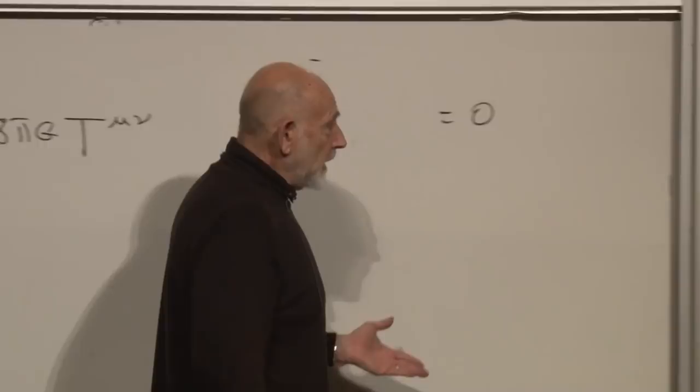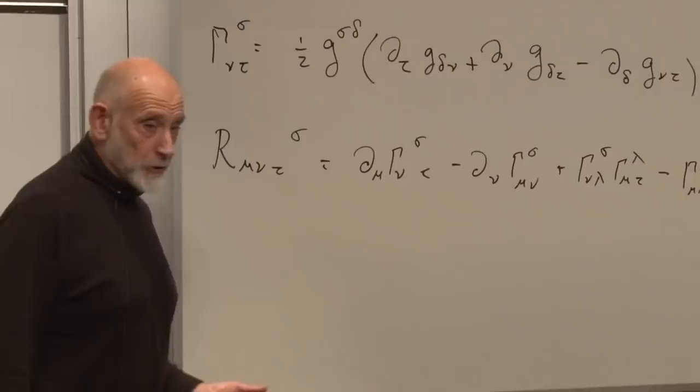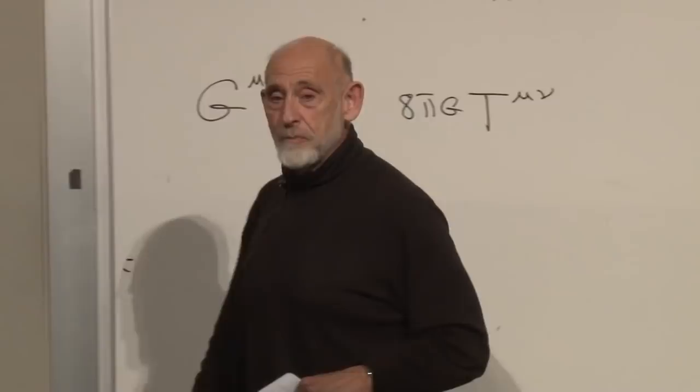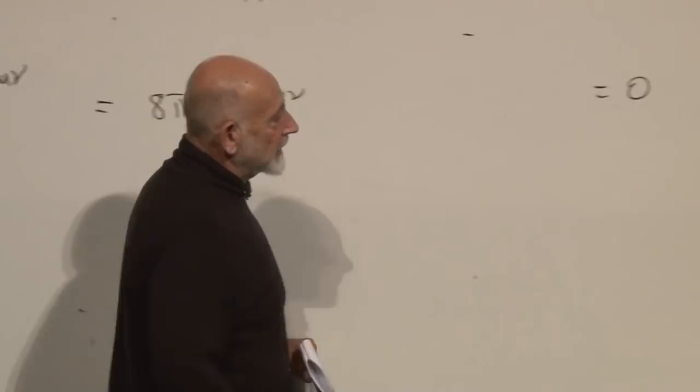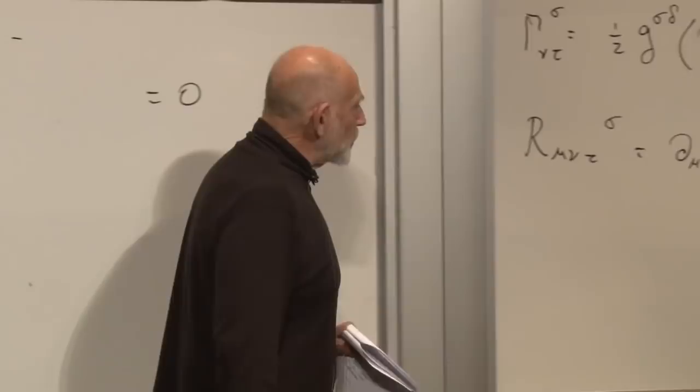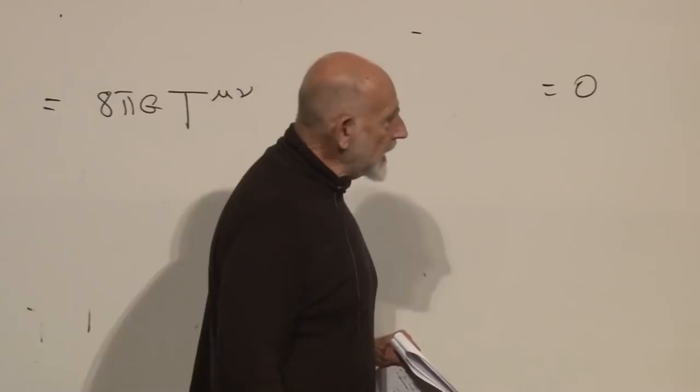But wait, R has four components. The Riemann curvature tensor has four components. The left-hand side of this equation is only allowed to have two components. Why? Because the right-hand side has two components. So this can't be the left-hand side of the equation itself. What can you do to it to make a thing with two components?